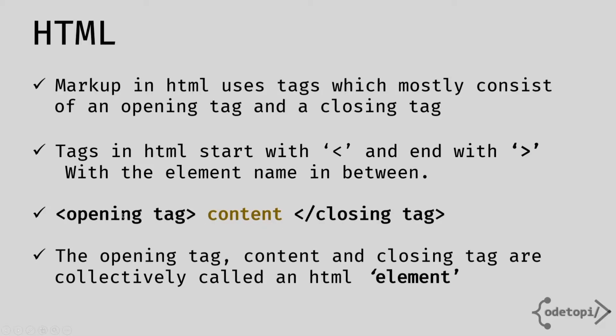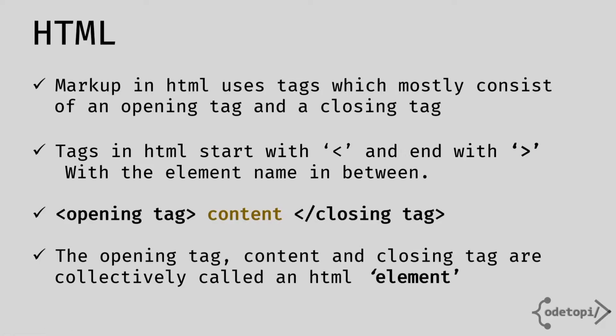Now, the opening tag, content, and the closing tag are collectively called an HTML element. So if you are dealing with an element like the paragraph element, you would have your P in your opening tag and then the forward slash with the P as your closing tag, and then you would have your content in there. It can be any form of text as your paragraph.